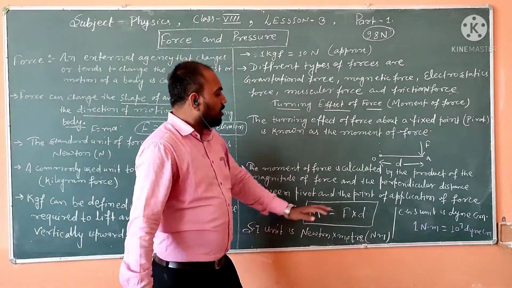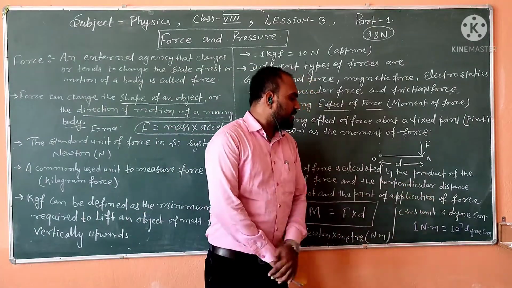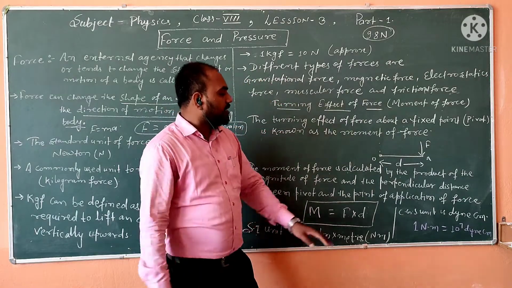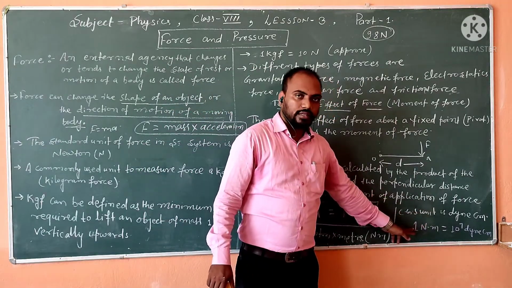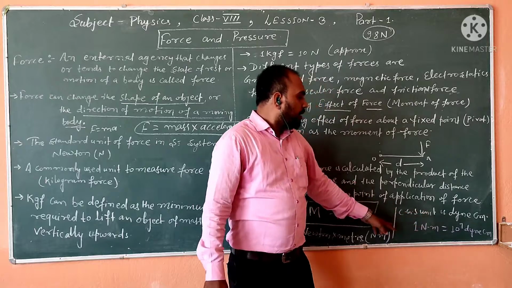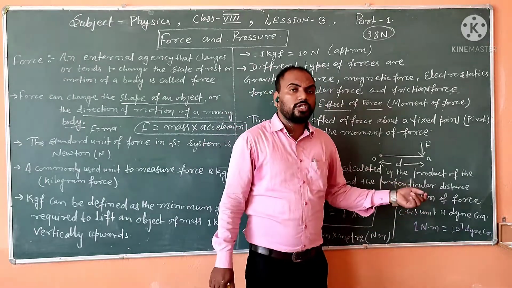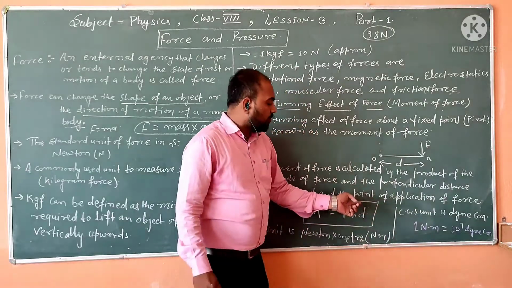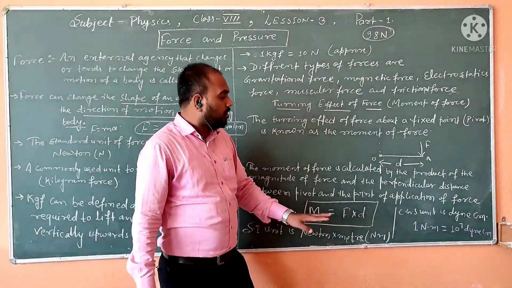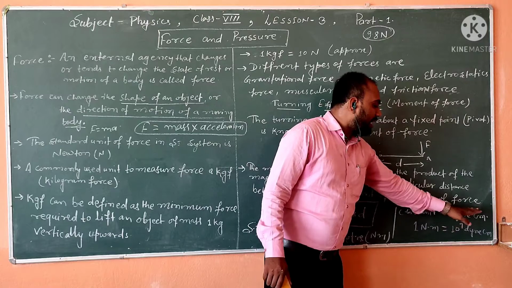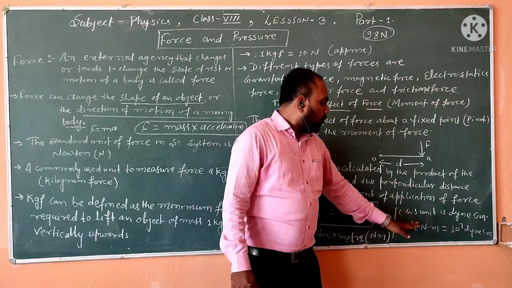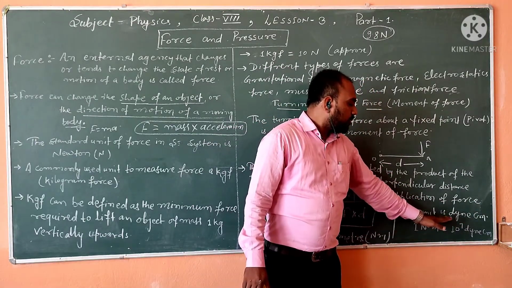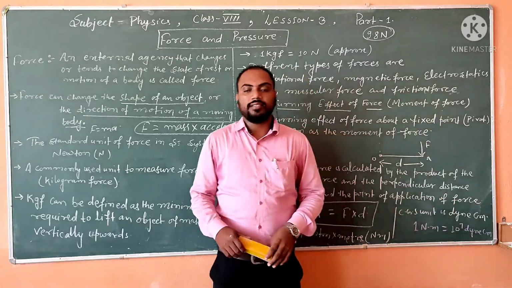Okay. Now come to the CGS unit. The CGS unit is dyne centimeter. Okay. Because the CGS unit of force is dyne and the CGS unit of distance is centimeter, so it will be dyne centimeter. 1 Newton meter is equal to 10 to the power 7 dyne centimeter.